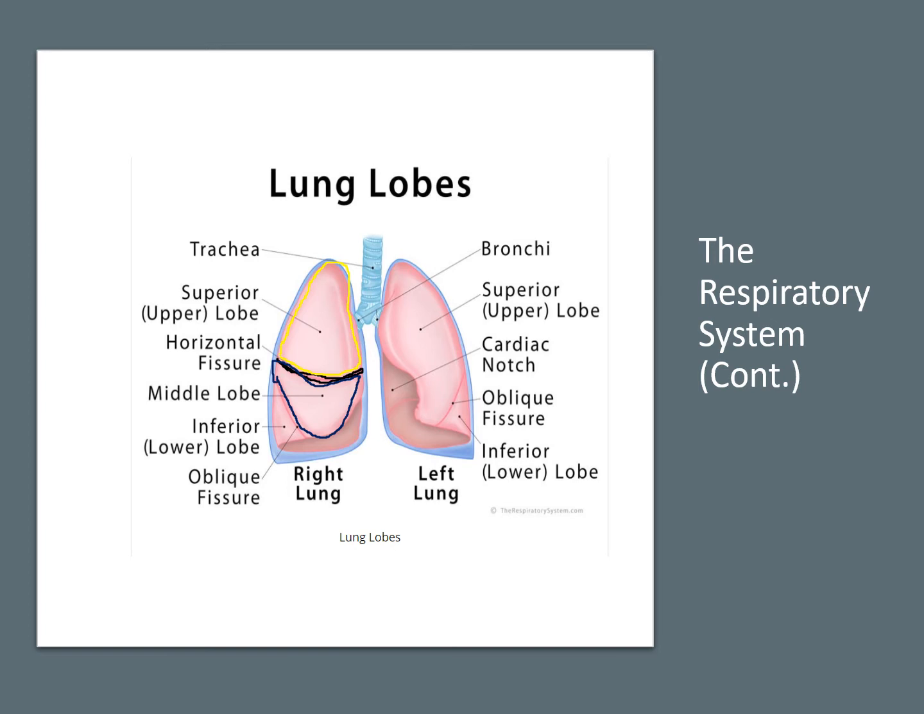And then the oblique fissure is found on both sides. The oblique fissure separates the middle lobe from the inferior lobe on the right lung, and on the left lung the oblique fissure separates the upper lobe from the lower lobe. I'm going to trace over the lower lobe in purple on both lungs right now. So this is the lower lobe on the right and the lower lobe on the left.